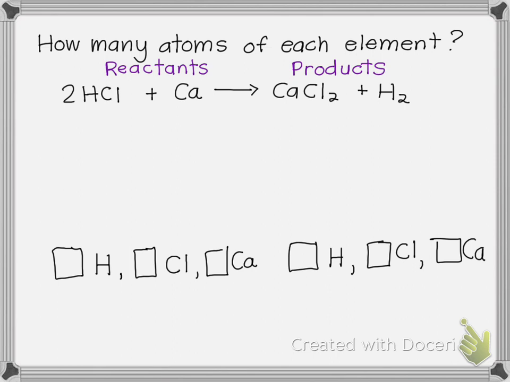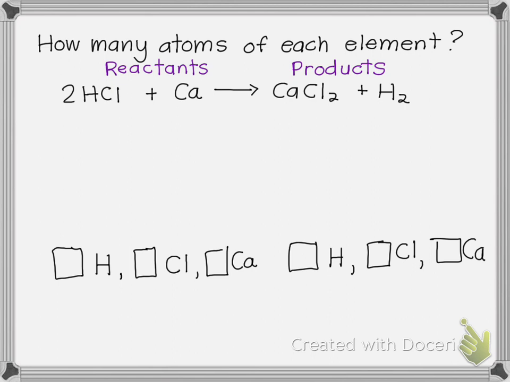So the law of conservation of mass says that we cannot create or destroy matter in a chemical equation. A chemical reaction is represented by a chemical equation, which I have here. So a balanced chemical equation will show that you have the same number of each type of atom on both sides of the chemical equation. So let's take a look.